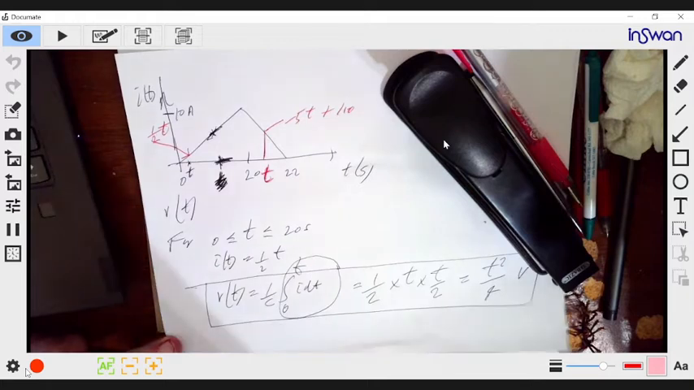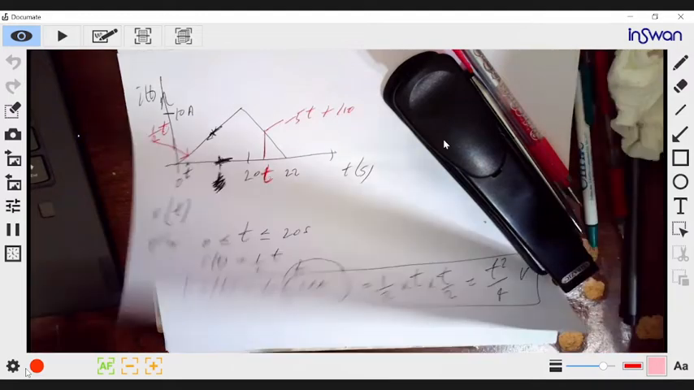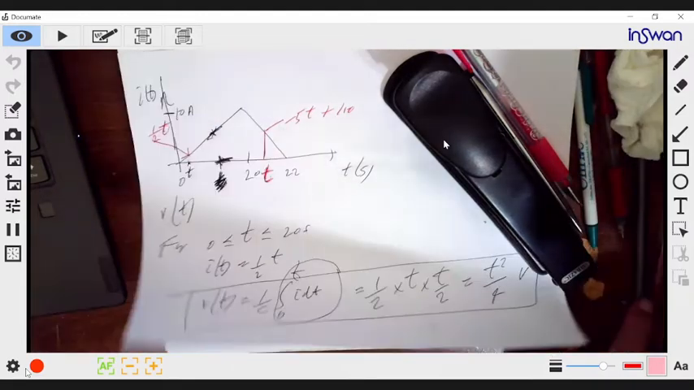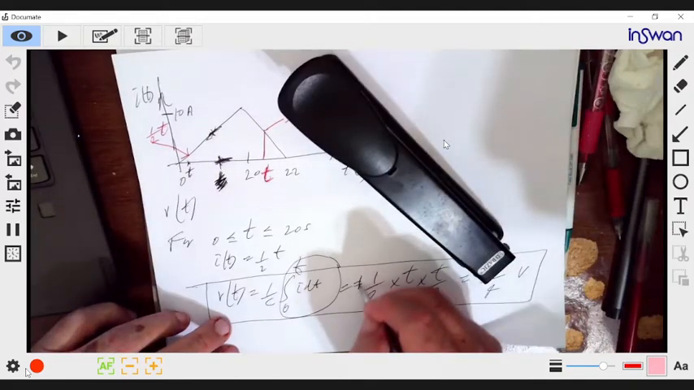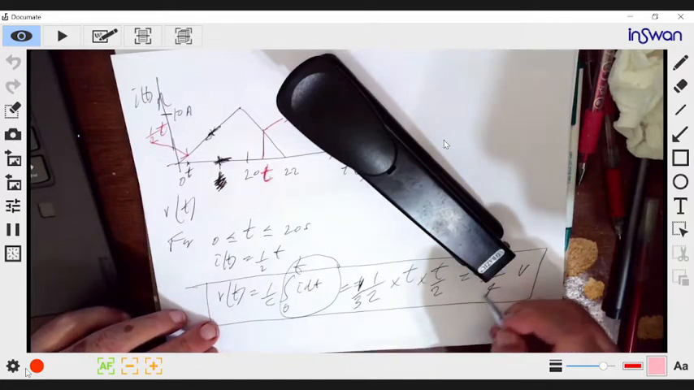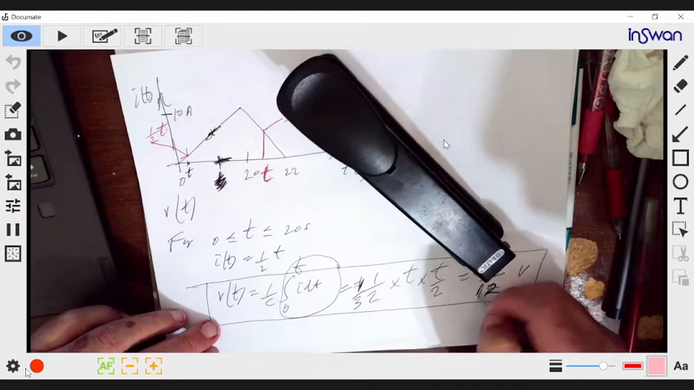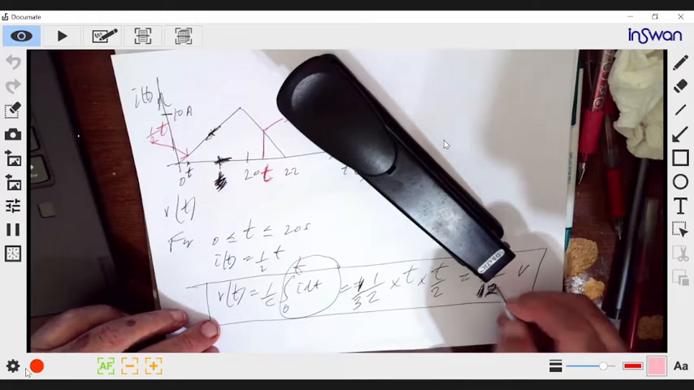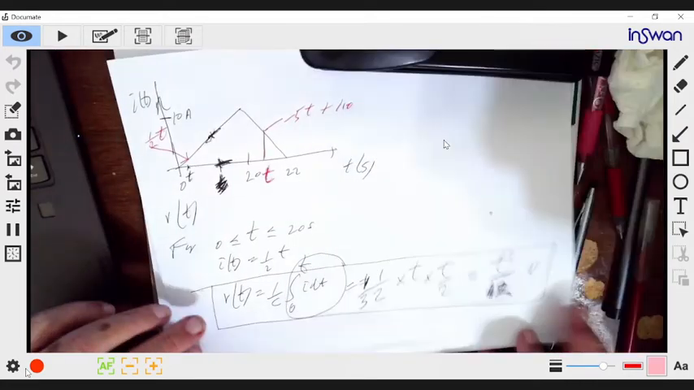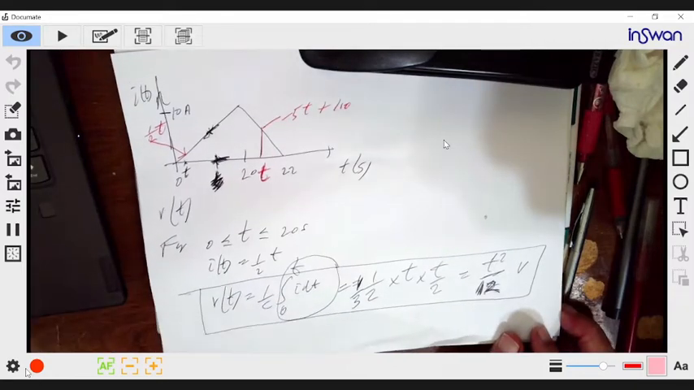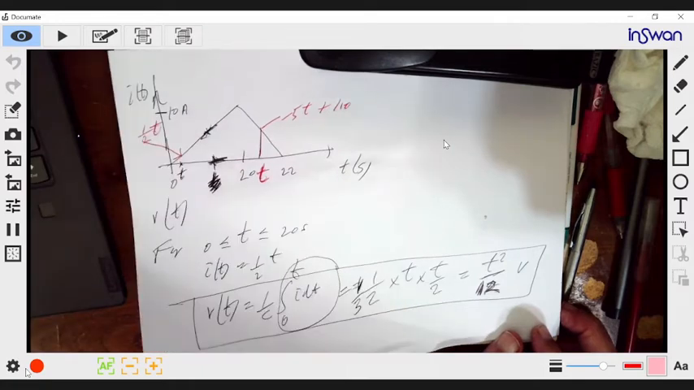Okay. Now, we have to divide by C. Sorry, we didn't divide by C. Did we divide by C? No, we did not divide by C. Divide by C. So this would be T squared over 12. That's the voltage at any given time. At any given time between 0 and 20 seconds, that's what the voltage will be. I still didn't use calculus to find this.